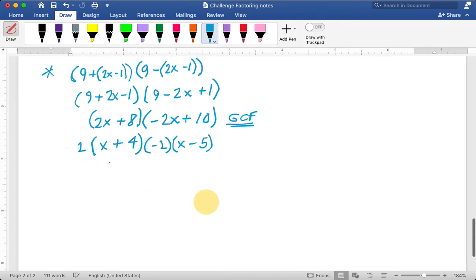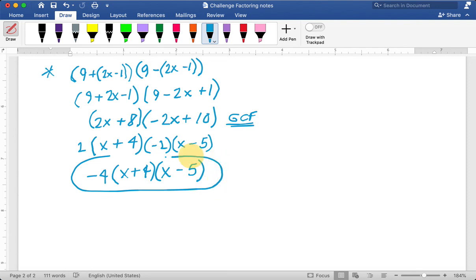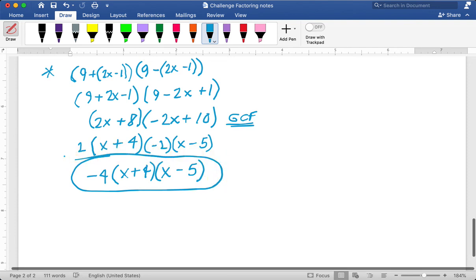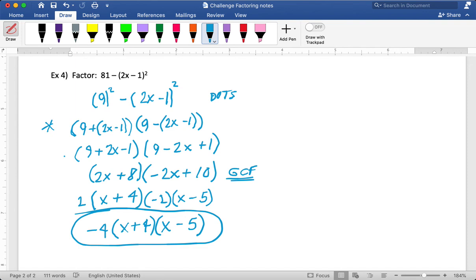Not done yet because this looks weird. So since 2 is on the outside and -2 is on the outside, I can multiply those together and get -4 times your quantity x plus 4 times the quantity x minus 5. Now I'm completely finished. This is factored completely. And there it is. So, are they difficult? I don't know. Are they tricky? Maybe a little bit. Can you learn it? Absolutely. Do you have to practice it? For sure you have to practice it. Otherwise, you're not going to learn it.